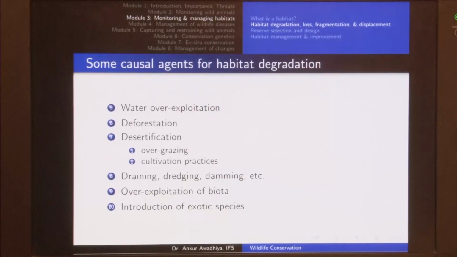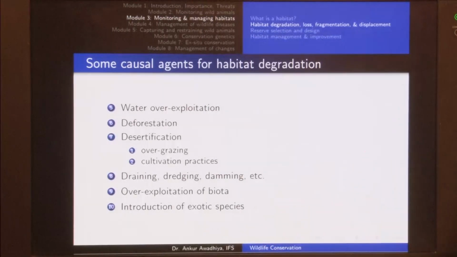So, for instance, if there is a forest in which we have herbivores and we have tigers, and if people hunt down all the herbivores for meat, this forest would not remain a suitable habitat for the tiger, because it would not have enough prey populations.